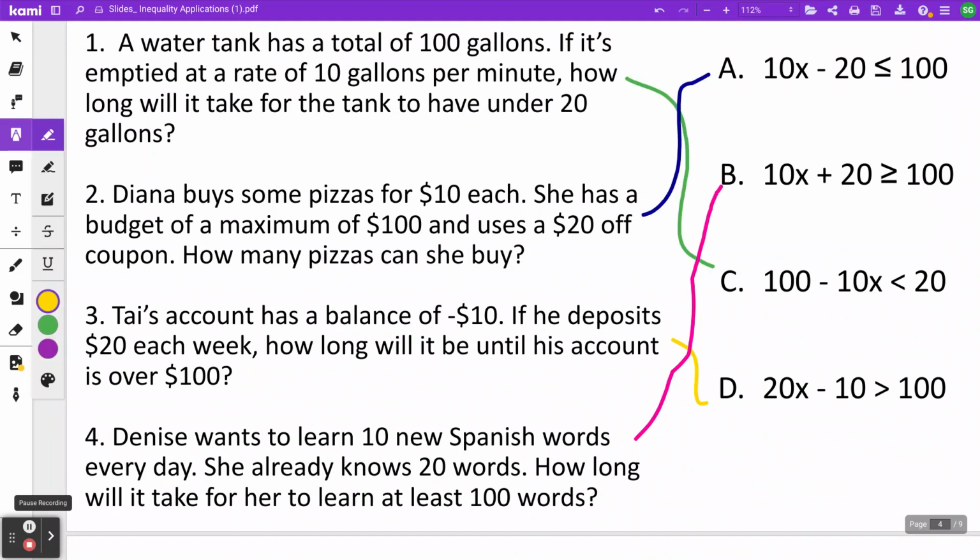And we are back. I have the answers up here on the screen. For number 1, you should have matched that with C. A couple of ways you could have done that. We've got the water tank starts with 100.